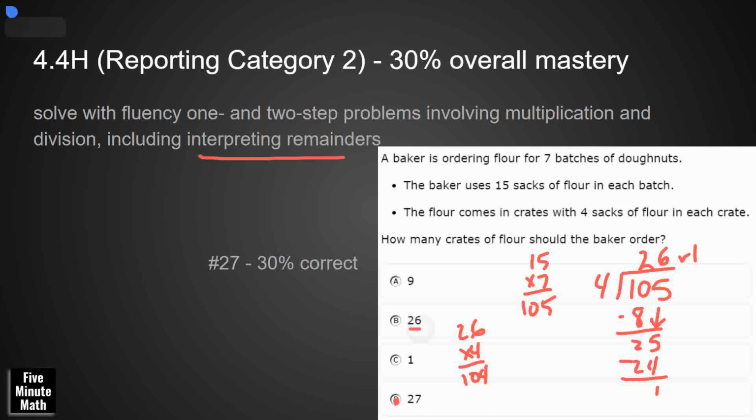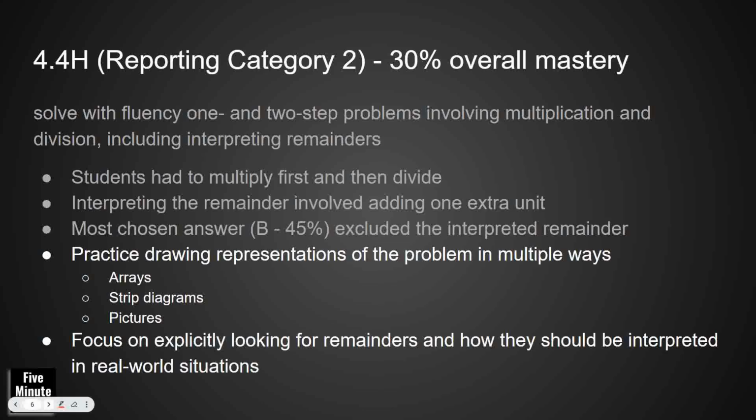But you see here that B, 26, is also an option. And that actually gets chosen a lot more, right? 45% of the students answered that, and only 30% chose it correctly. So let's take a look to see what that means for us, right?